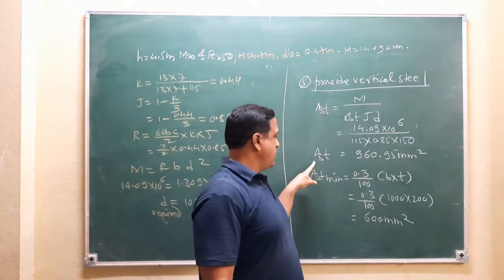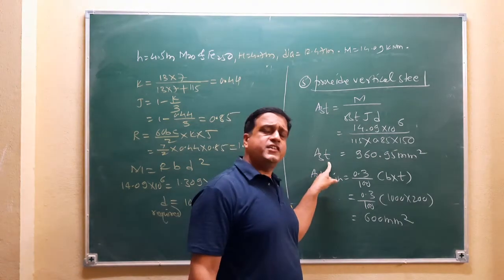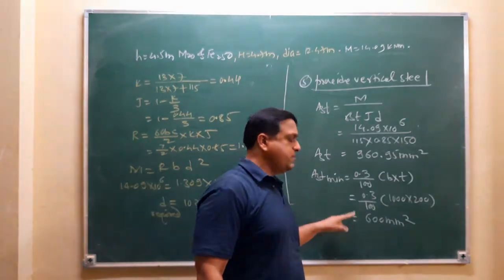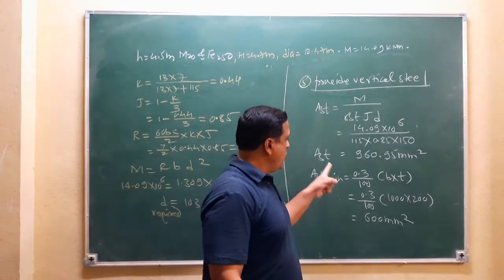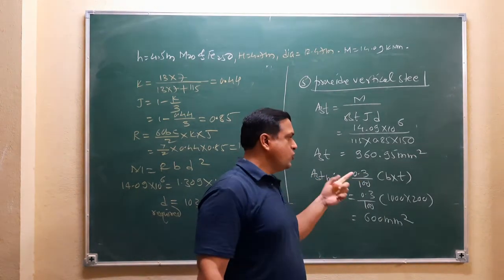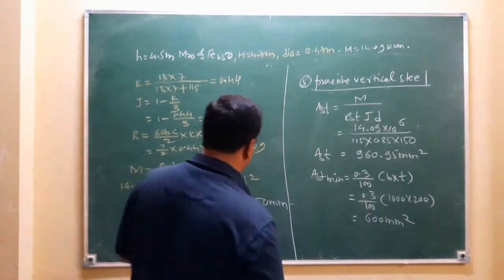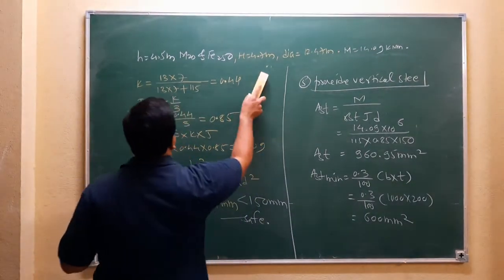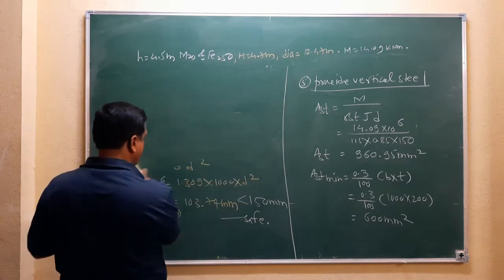So your AST for bending moment is more than the AST minimum. So don't worry. You have to provide the AST 960.95 mm square for the bending moment steel. Okay, what to do?